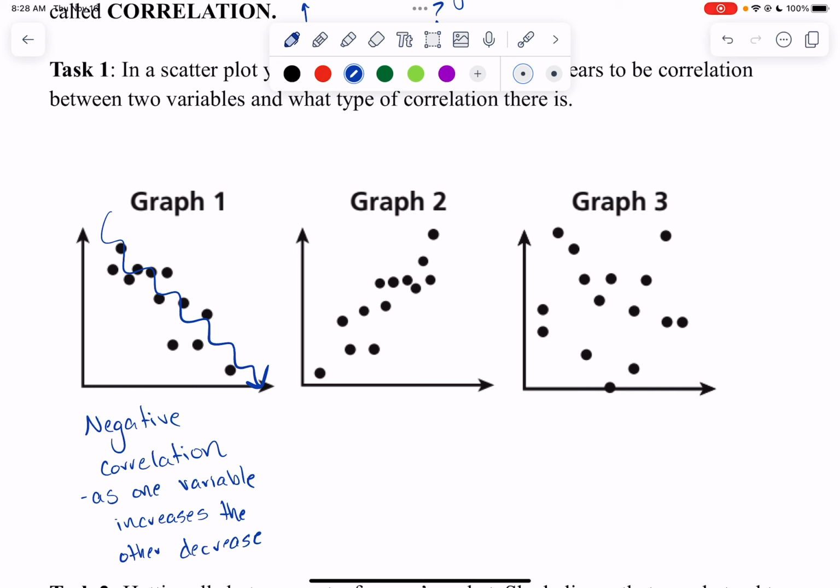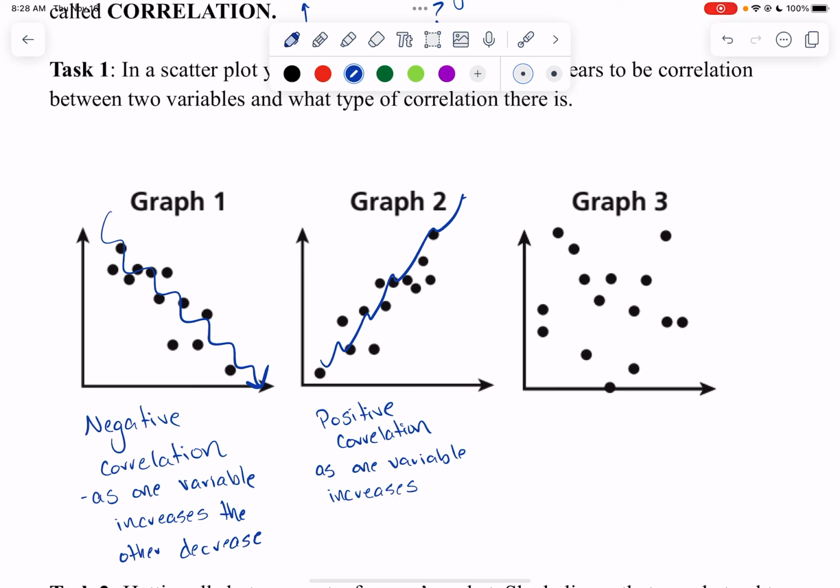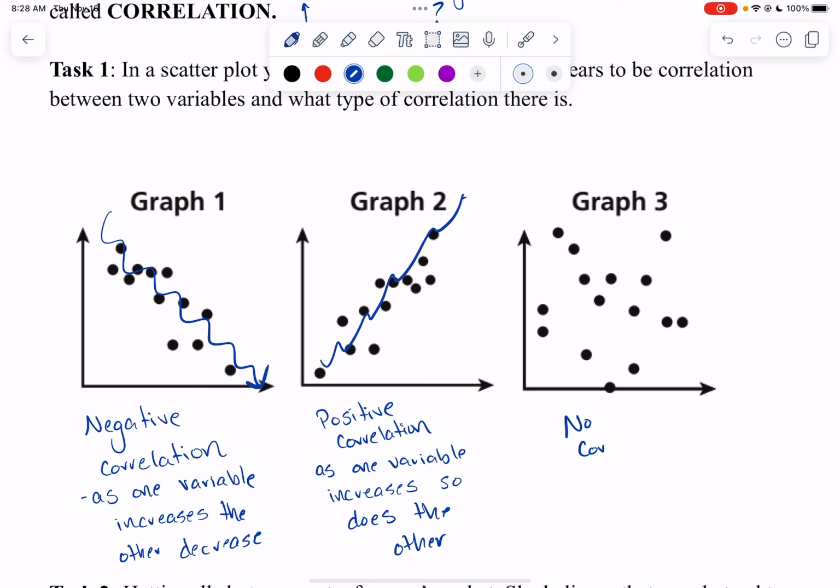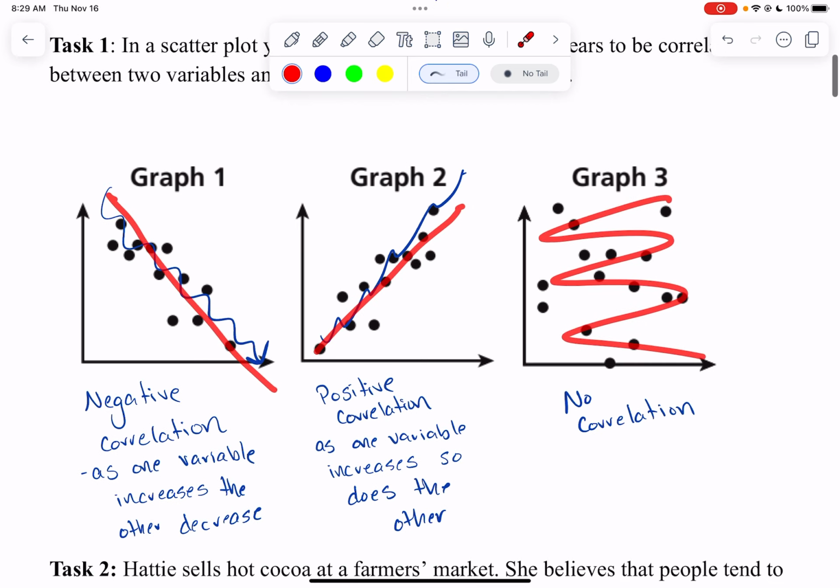So we call that a negative correlation. So as you may have already guessed, one that goes up from left to right, we call a positive correlation. Okay. So positive correlation is as one variable increases, so does the other. Okay. Or we may have a situation like this one where they're all over the place. It is possible to have no correlation at all. So bivariate data usually either has a negative correlation, a positive correlation, or no correlation at all.